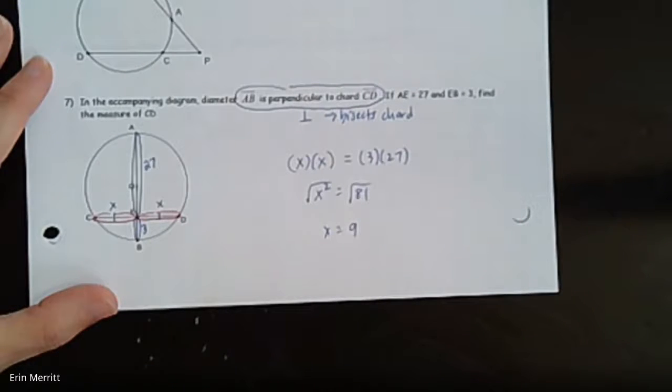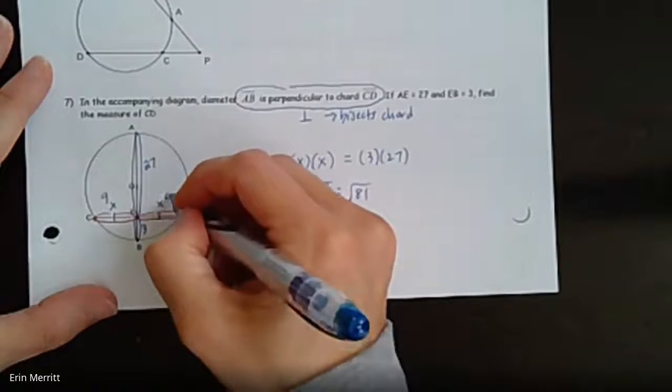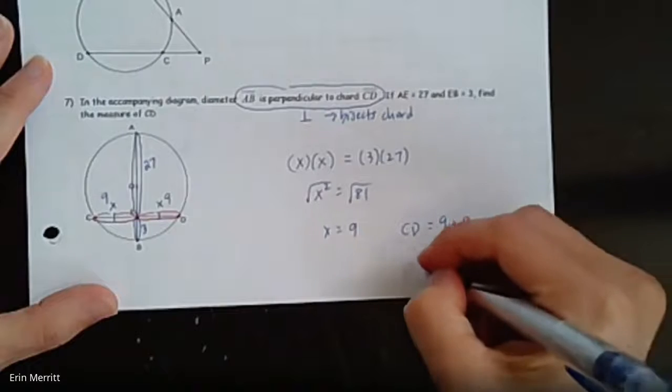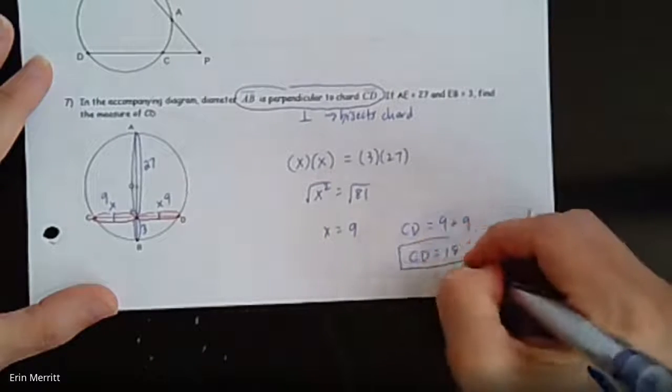But then remember what the question was asking for. This is 9 and that's 9. So CD is that whole length. So it'd be 9 plus 9 or 18.